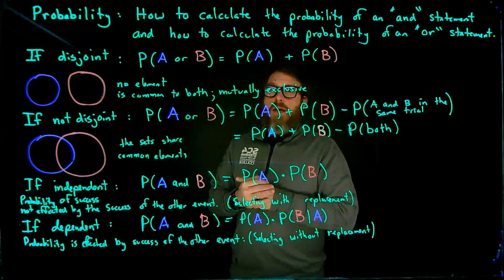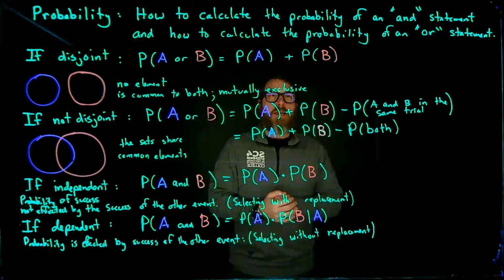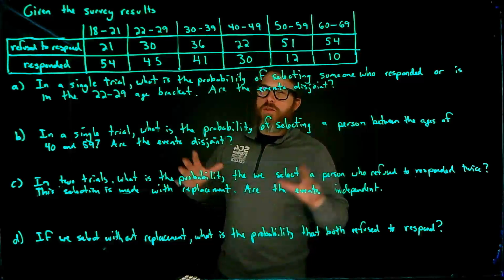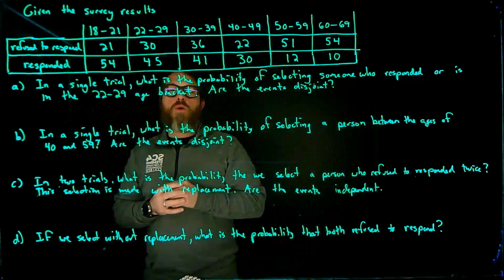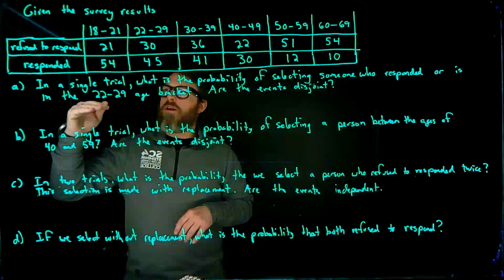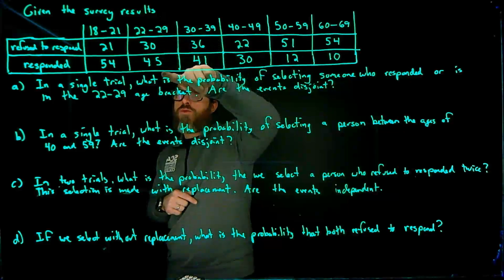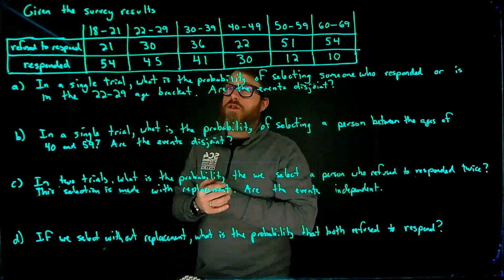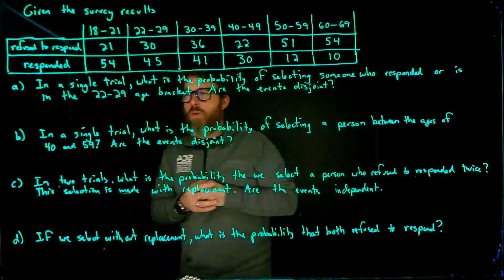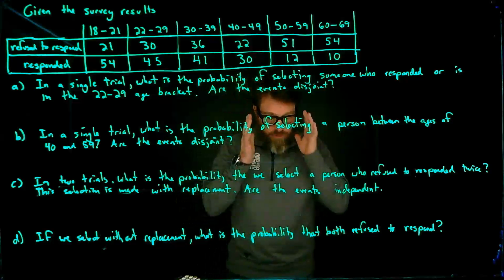So I'm going to do an example where we do each one of these, some disjoint, some not disjoint, some independent, some dependent, and really get to the heart of how to calculate these things. Given the survey results, I have a survey that I've collected data for and organized by age groups, and also by whether they refused to respond or actually responded. So this particular 45 would mean that you're in age group 22 to 29, but you responded to the survey, as opposed to this one, which is the same age group, but you refused to respond. The first two questions are single trials, and the last two questions are consecutive trials.